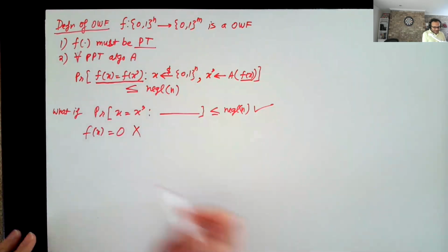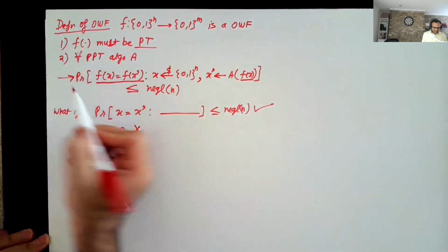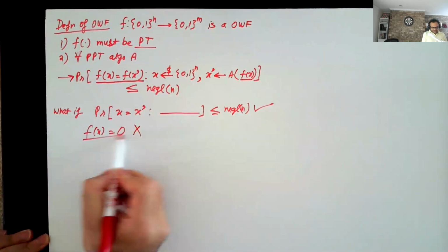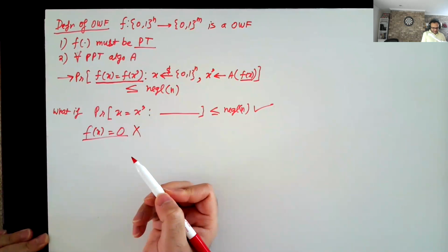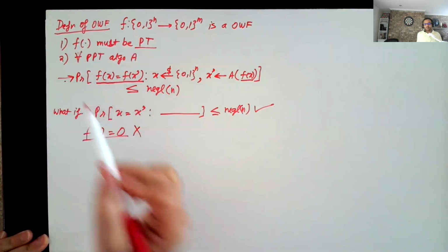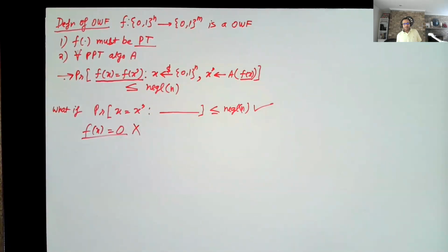On the other hand, if we look at this notion and we look at this function, then clearly this function doesn't satisfy this probability equation, because any adversary can just output any x, right? And every x is a valid preimage because every x gives you the same output.